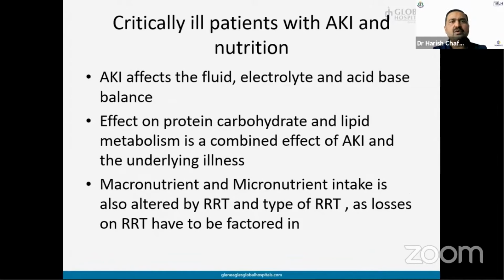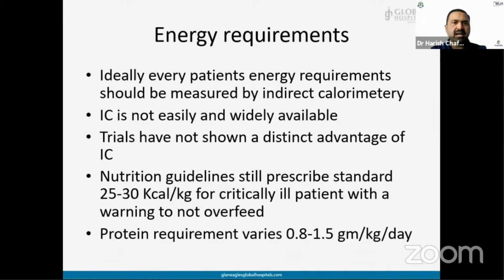So, critically ill patients with AKI and nutrition: AKI affects the fluid, electrolyte and acid-base balance, as we all know. The effect on protein, carbohydrate and lipid metabolism is a combined effect of AKI and the underlying illness. Macronutrient and micronutrient intake is also altered by RRT and the type of RRT chosen, as losses on RRT have to be factored in whenever you are prescribing or trying to adjust nutrition for this patient. And ideally, every patient's energy requirement should be measured by indirect calorimetry, as I was telling in the beginning.